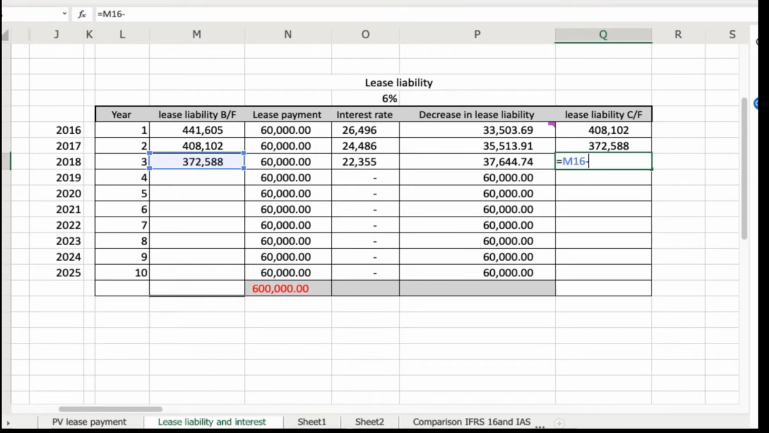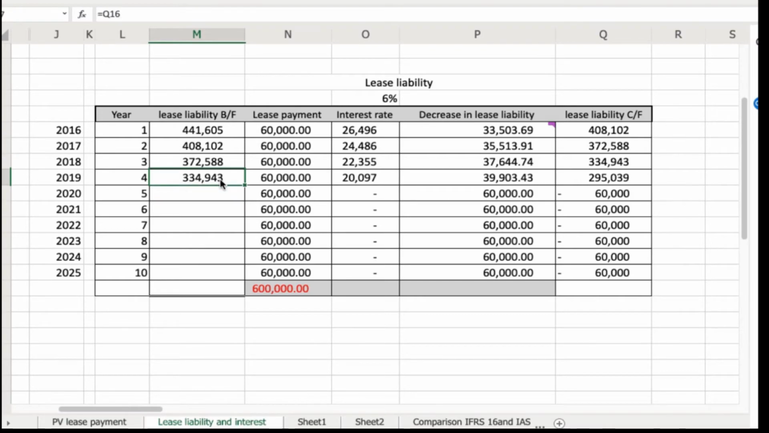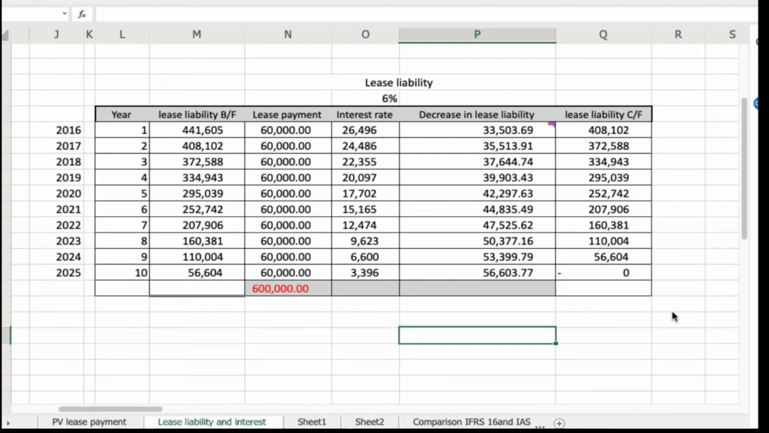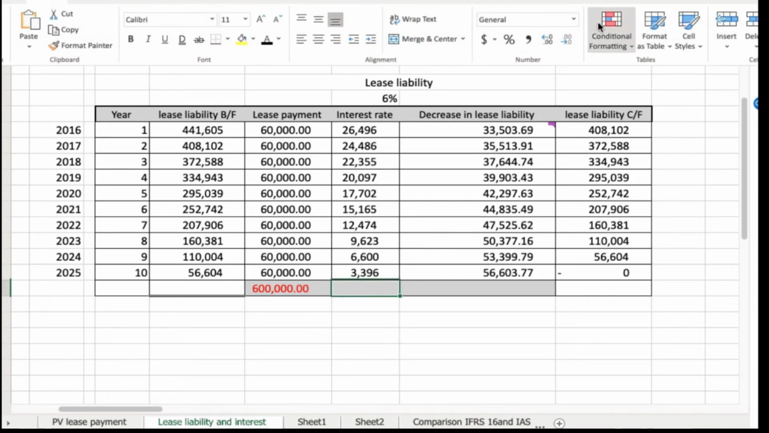This always is this amount, the lease liability brought forward minus the decrease in lease liability or short-term lease liability, and fill out automatically. So this always equal the opening balance, the closing balance, and drag it down. As you see, everything is automatically changed.